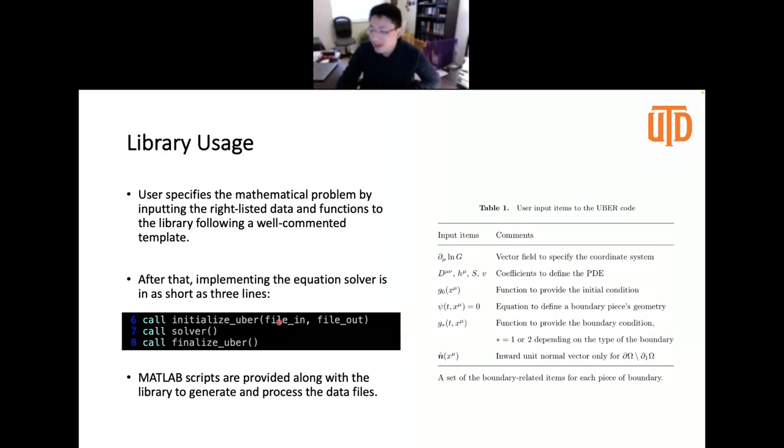You have an input file that stores the locations and the times that you want the solutions, and the output file that stores the output solutions from Uber. And then you call the solver. And after solving the equation, you call the finalizer to release the memory claimed by the solver. And MATLAB scripts to generate and process these data files are also provided along with the library.